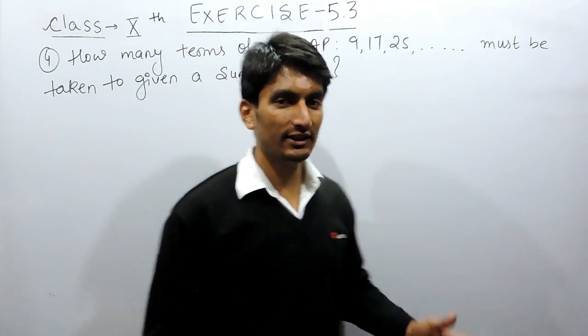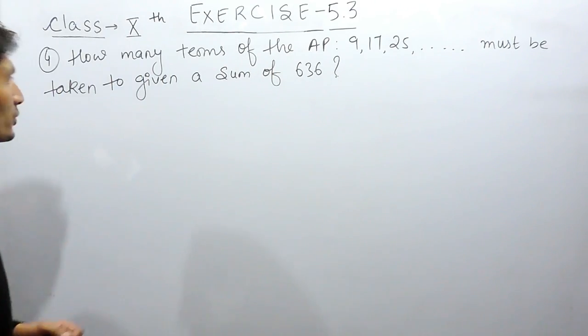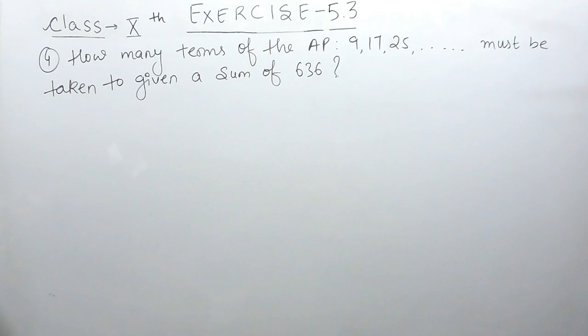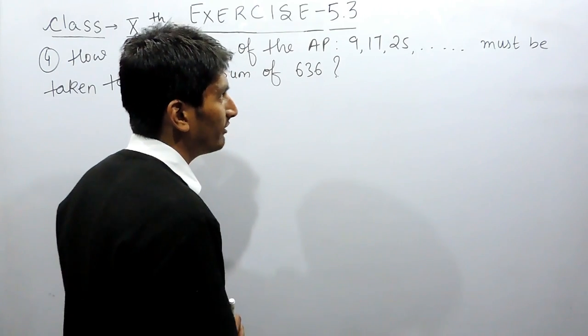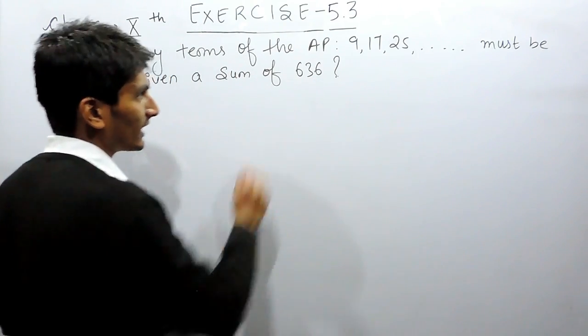Hello everyone, in this video we are going to solve question number 4 of exercise 5.3. The question says: how many terms of the AP 9, 17, 25, ... must be taken to give a sum of 636? Means if I add this AP, how many terms will make a sum of 636?